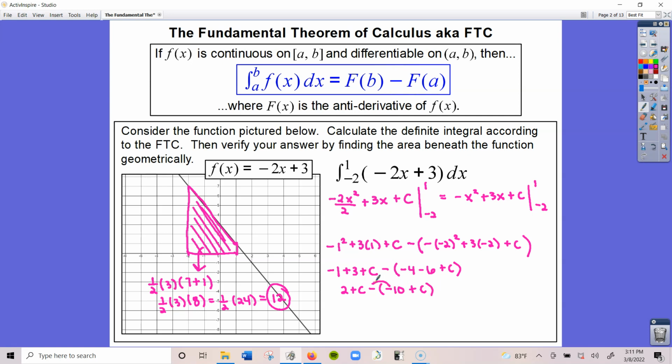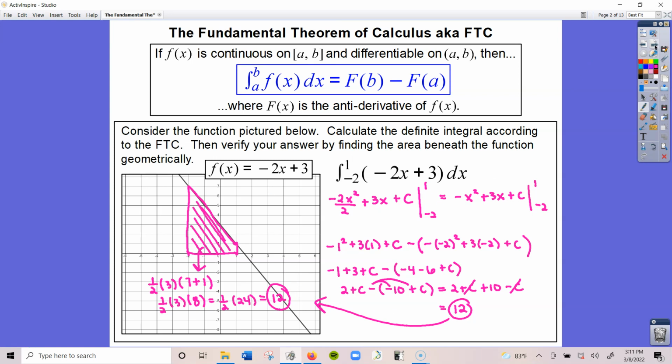Now we're going to distribute the negative. And we get 2 plus c plus 10 minus c. See, look at my c's. They cancel out. That's why when we're doing definite integrals, we don't need to include the plus c when we integrate. And finally, 2 plus 10, we get 12. And you can see that it's the same value that we got over here using geometry.